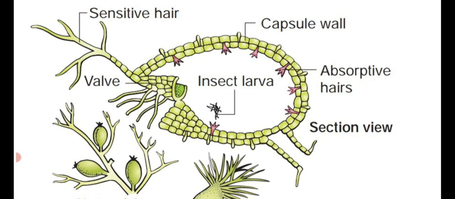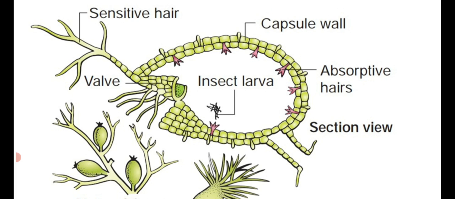The outermost layer of the bladder is known as capsule wall. At the tip of the bladder, they are having fine hair-like outgrowth known as sensitive hair. These hairs only show the lashing movement in the water current, which attracts the insects and small animals to come in contact with the Utricularia. These sensitive hairs, once they capture the insect, bend and insert the insect into the central cavity of the bladder.